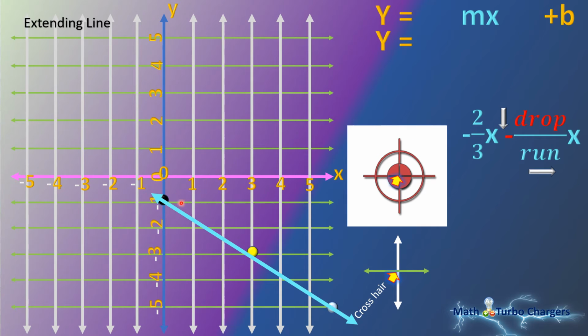Well, to extend it, I'm going to do the opposite. Okay? I'm going to go up 1, 2, and then to the left 1, 2, 3. I'm going to do it one more time so I can get a nice, clear, precise line. Up 1, 2, and over 3. Now I have a different line, and this one is a little bit more accurate than the last one.